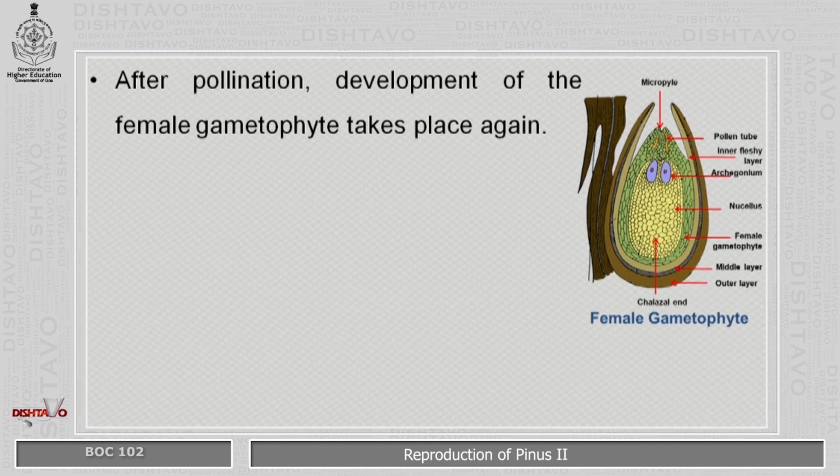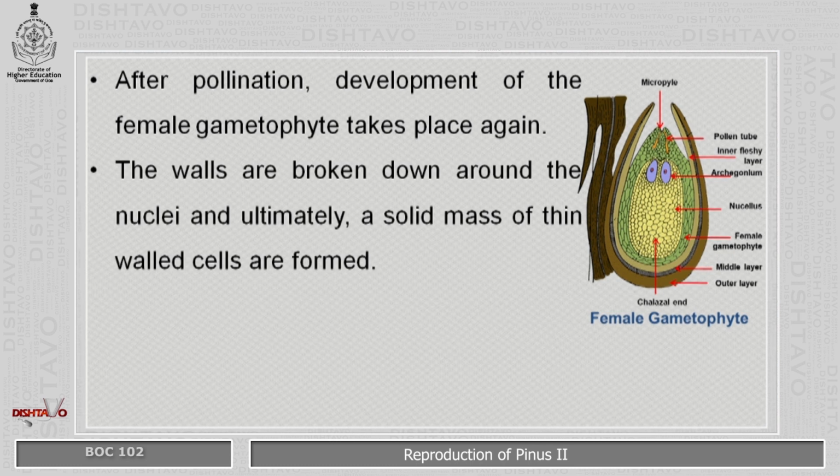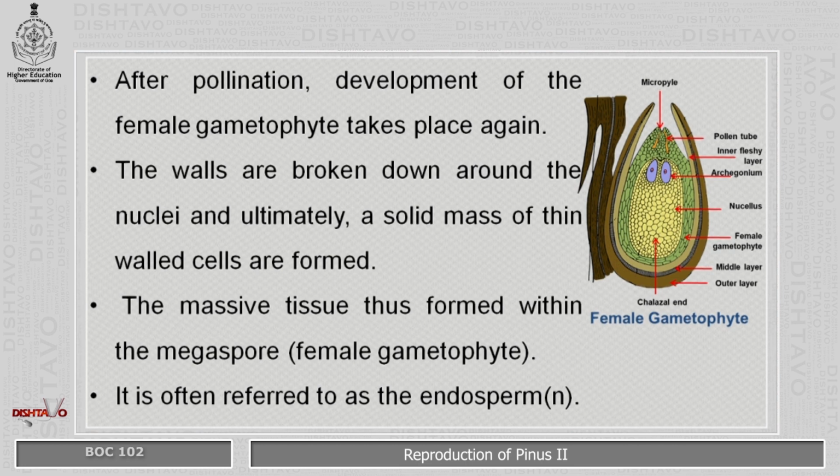After pollination, the development of the female gametophyte takes place again. The walls are broken down around the nuclei and ultimately a solid mass of thin-walled cells is formed. The massive tissue thus formed within the megaspore is called the female gametophyte. It is often referred to as the endosperm, which is haploid in nature.